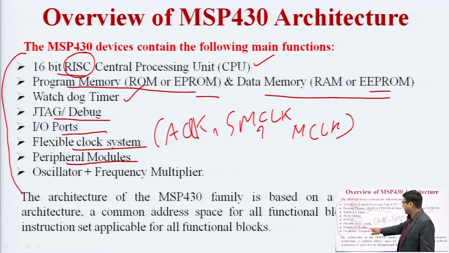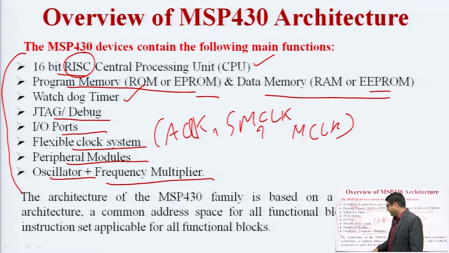There are peripheral modules available in the MSP 430, analog peripherals and digital peripherals, and oscillator circuitry is available. What is the role of the oscillator? The oscillator creates particular clock pulses to trigger our MSP 430 microcontroller. There is a hardware frequency multiplier available. Multiplier features are available in our MSP 430.